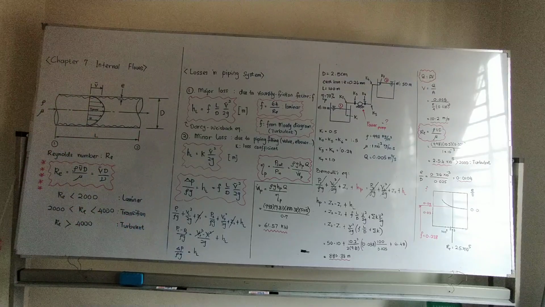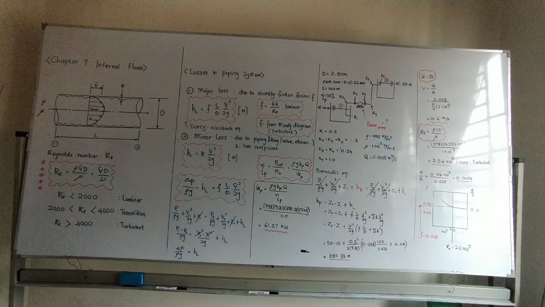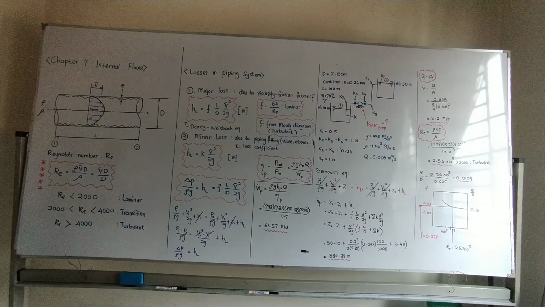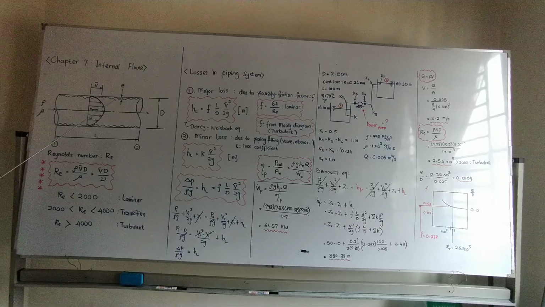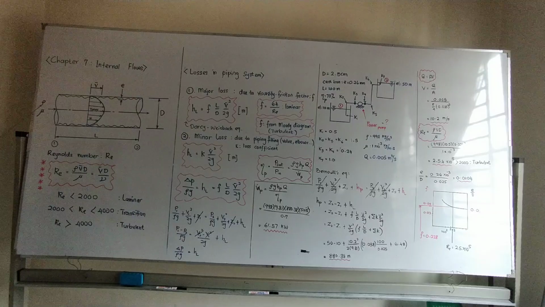Okay, we see chapter 7, internal flow. For example, fluid flow in a pipe. Pipes with diameter D and pipe length L. E is the surface roughness of the pipe, and a fluid with density rho and viscosity mu flows through the pipe.